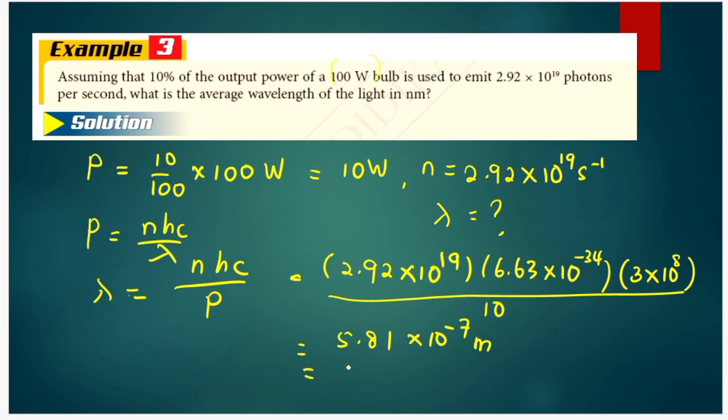Convert to nanometer. Divide by 10 to the power of -9, because nano equals 10 to the power of -9. Thus we get 5.81 times 10 to the power of 2, which equals 581 nanometer.